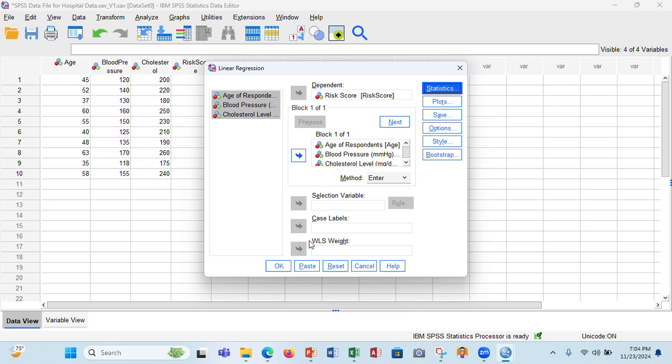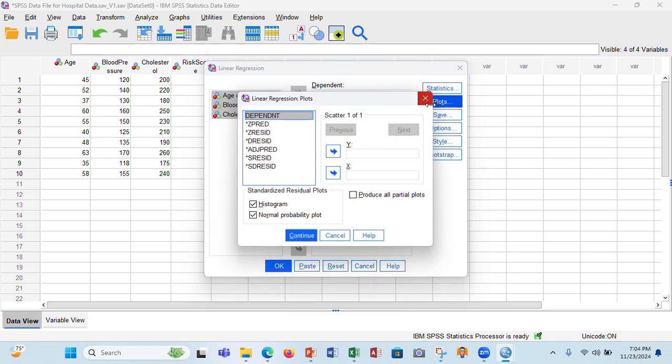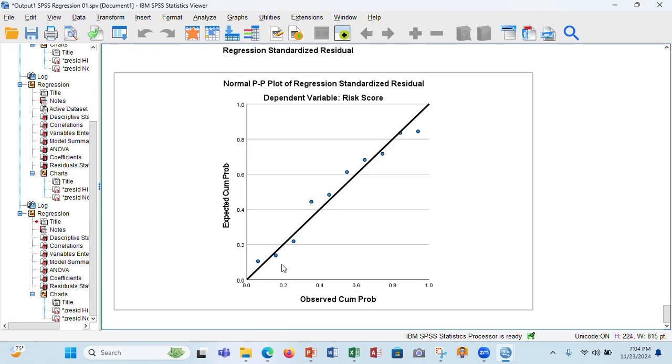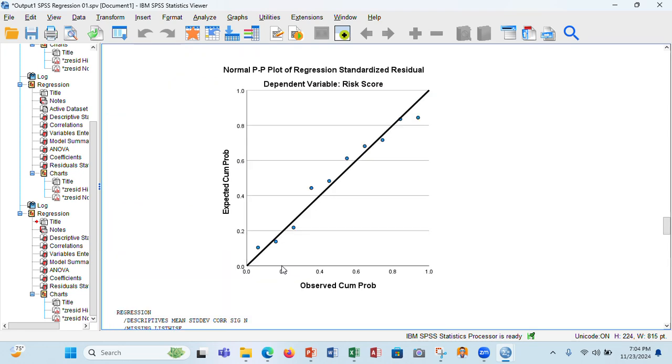When we said continue, we also said let us have some plots of data where we have the histogram and also the normal distribution probability plot. But we did not allow our data to have the Z scores and also the residuals data. So we just said continue and said okay. Then from that, that's where we got our ANOVA tables.